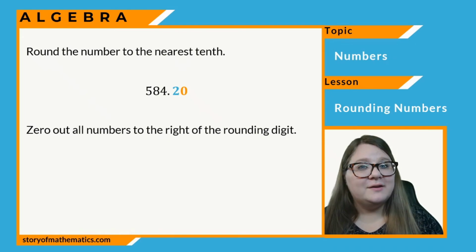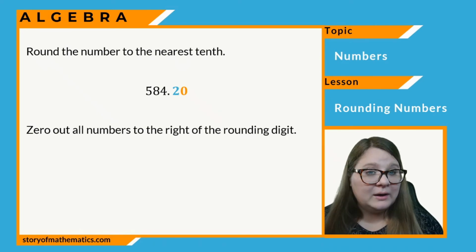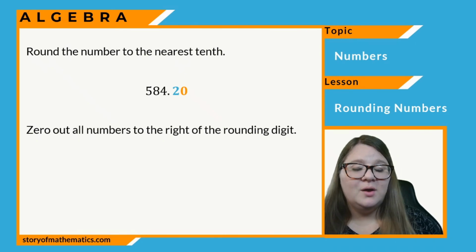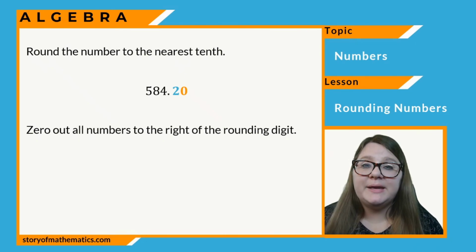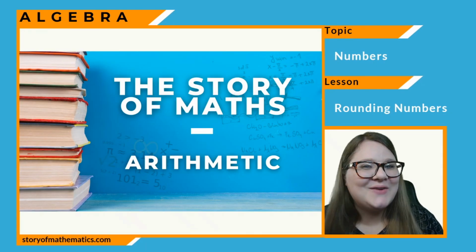So if I round 584.21 to the nearest 10th, I get 584.20. Or if you want, you can just write it as 584.2. Once you have zeros after the decimal place, you can drop them and you don't have to write them anymore. And that's how you round numbers.